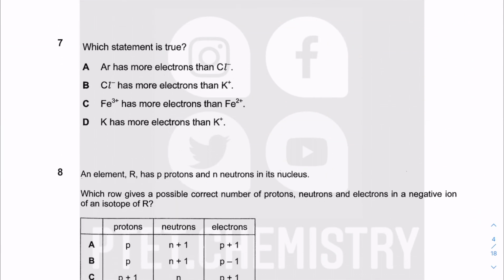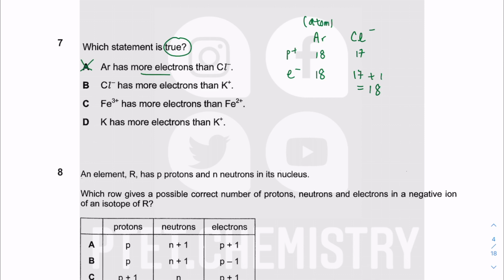Question 7, which statement is true? So we compare argon and chloride. Well, I guess you can look at protons. This is 18 and 17. This is an atom, so the number of protons equals the number of electrons. This is an anion, so you have gained 1 electron because you have a -1 charge. So you have 1 extra electron than the proton. So it's 18. This one is incorrect.